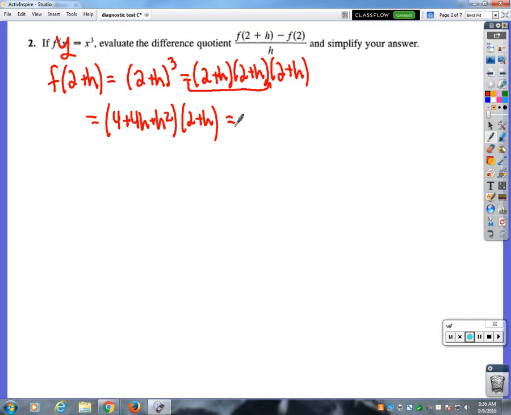Okay, then I'm going to multiply this all by 2 plus h, and that's a little bit awkward because FOIL doesn't work anymore, since there are too many terms. So the first thing I'm going to do is multiply all of these terms by 2, then multiply all those terms by h, and then combine like terms if I have any. So all of them by 2 gives me 8 plus 8h plus 2h squared. And then all of them by h gives me 4h plus 4h squared plus h cubed. How do you guys feel about that?